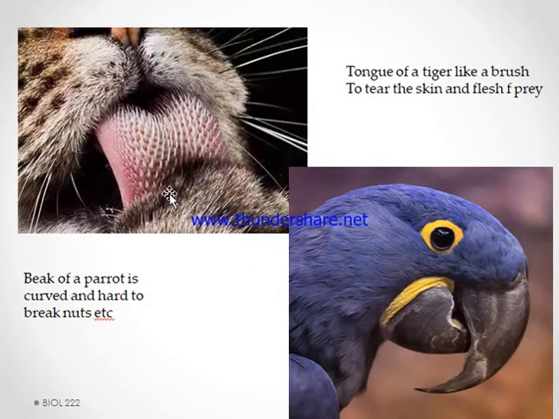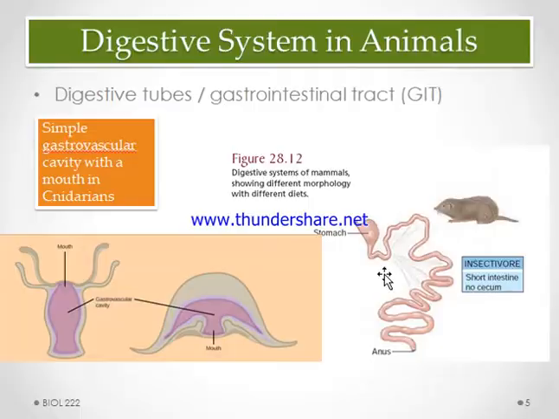Here you can see the tongue of a tiger, which looks like a brush, having spine-like structures. Basically, these are to tear the skin and flesh of the prey. If you see the parrot, the beak is long, curved, and hard and tough because it has to break nuts. So these are the things we already have talked about.